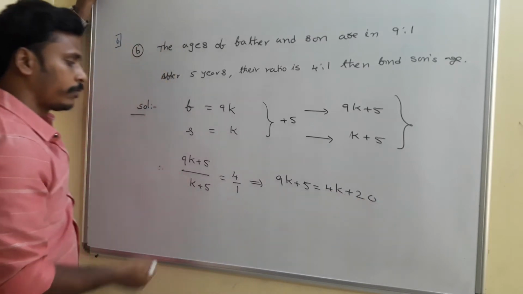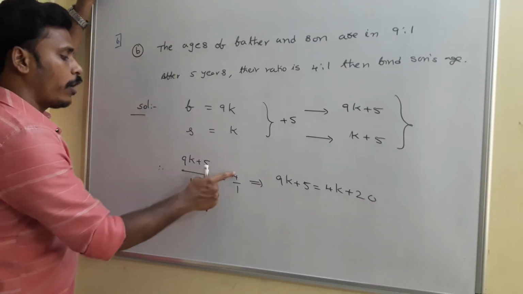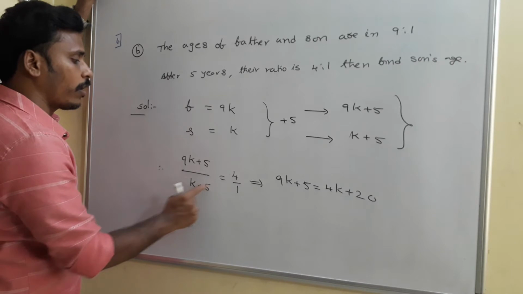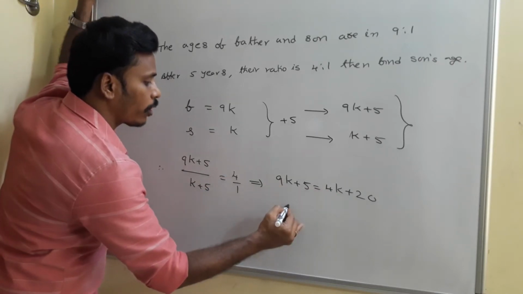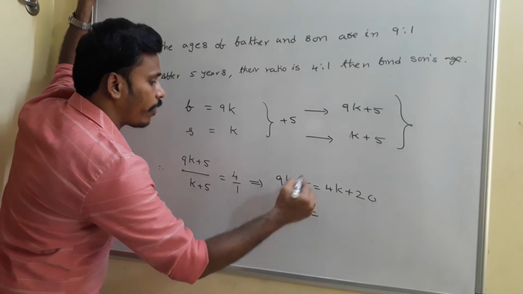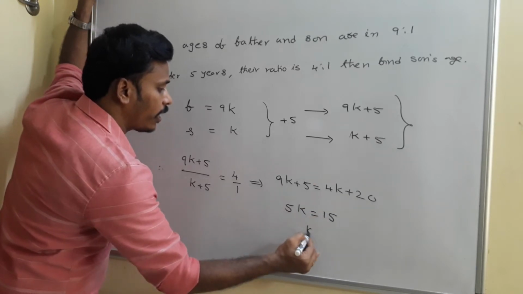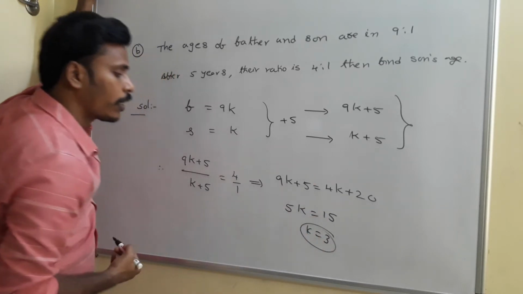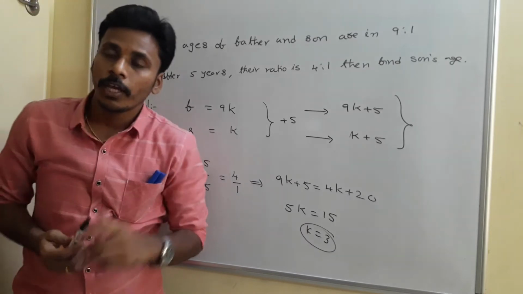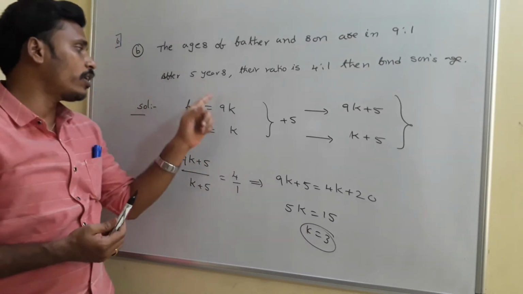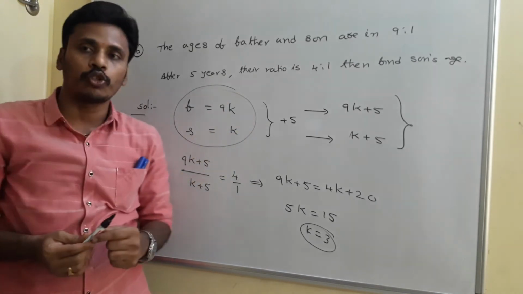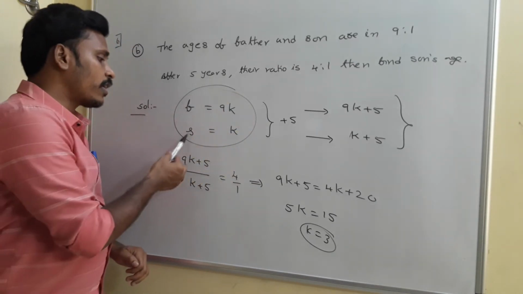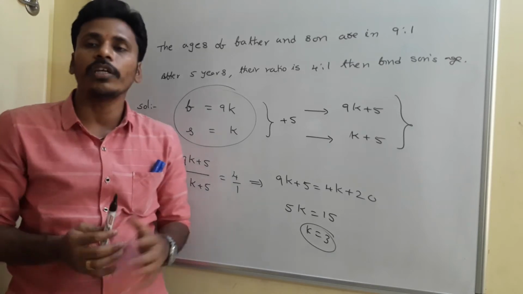Is it right? 1 into 9k plus 5, 4 into k plus 5 is 4k plus 4 fives is 20. So I need to find k, send this 4k to this side, it becomes 5k, 5 to that side 15, and k is equals to 3. So since k is equals to 3, you just replace k is equals to 3 in the above values, then you will get that father's age is 9 into 3, 27 years, son's age is 3, just 3 years.